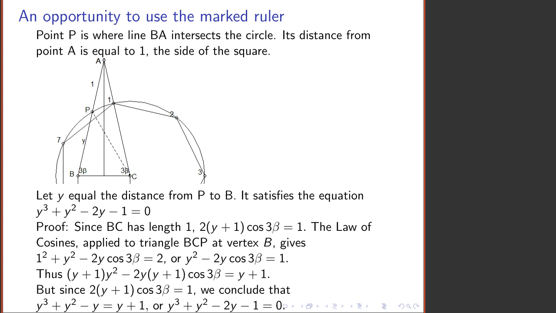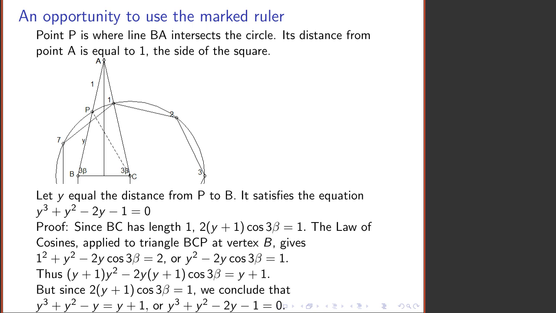So I conclude that y plus 1 times y squared, which is y cubed plus y squared, minus what's left over from here, just y, equals y plus 1, or moving everything onto the left, y cubed plus y squared minus 2y minus 1 equals 0.